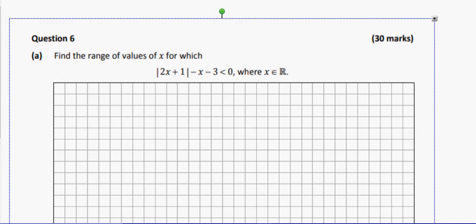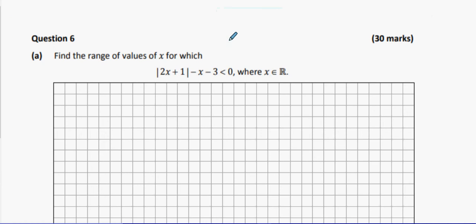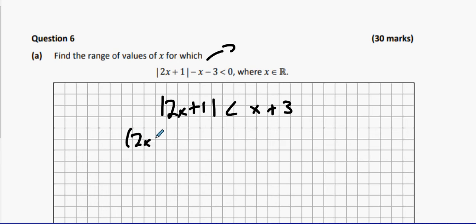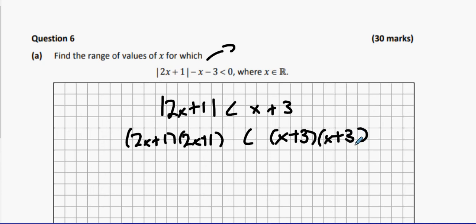Right, now we're on to question 6, thank God. Now, I'm going to find the range of values for what this happens. So I'm going to move this all over one side. I'm going to get 2x plus 1 less than or equal to x plus 3. I'm going to square both sides. So we get 2x plus 1 by 2x plus 1 less than or equal to x plus 3 by x plus 3. That's what you generally do when you get the modulus sign, just square both sides.